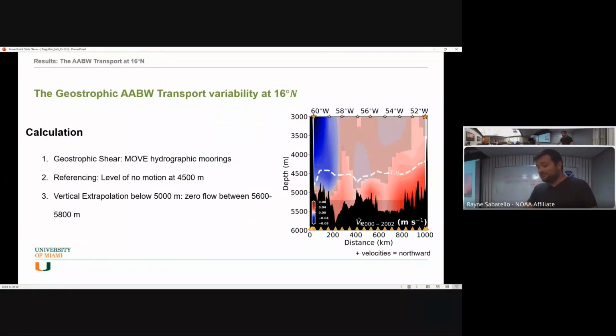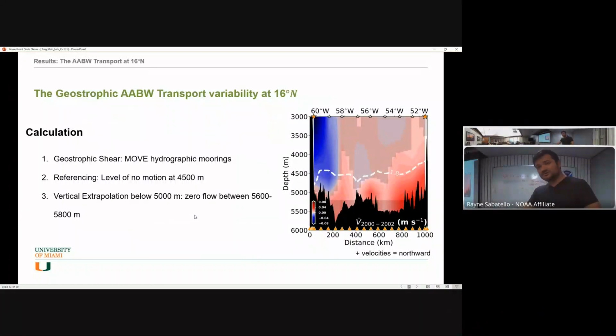But we did a bunch of sensitivity tests, and most of them, all of them actually, show zero flow between 5,600 meters and 5,800, and this is mainly due to the shape of the basin. So below those depths, you can do lots of extrapolation exercises, and that's the uncertainty that we have. All right, and we incorporate that and propagate that uncertainty in our geostrophic transports as well.